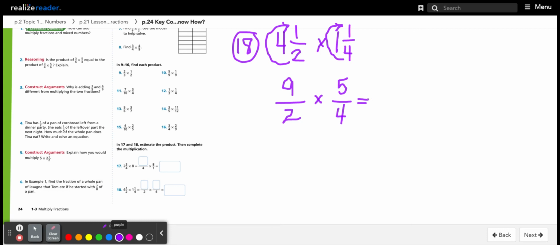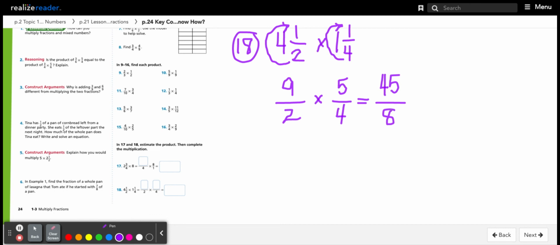Okay, so next step, we want to see, can we simplify before multiplying here? We want to look on the diagonals, or top and bottom, top and bottom. So 9 and 4 can't be simplified. 5 and 2 can't be simplified. So all I can do here is multiply straight across. 9 times 5 is 45 over 2 times 4 is 8. So 45 over 8, the top is bigger than the bottom. We're going to have to convert this into a mixed number.